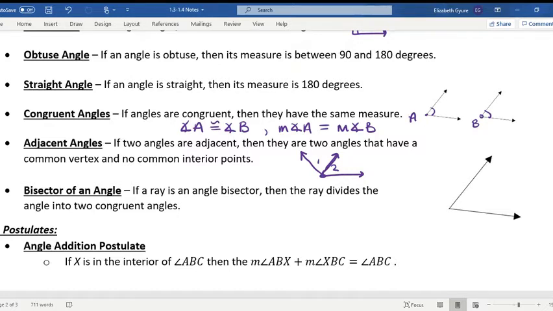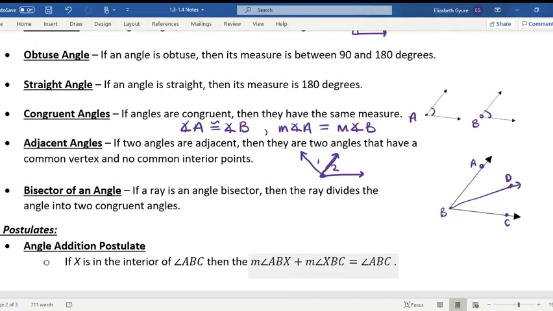Bisector of an angle. The bisector of an angle is normally a ray. So if a ray is an angle bisector, then the ray divides the angle into two congruent angles. So here we have an angle on our right. I'm going to call this angle ABC. And then I'm going to draw a bisector. So I'm going to put a ray going as close to the middle as I can, and I'm going to call that ray BD.